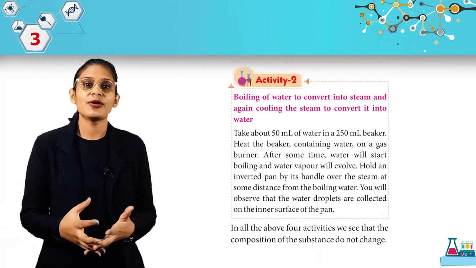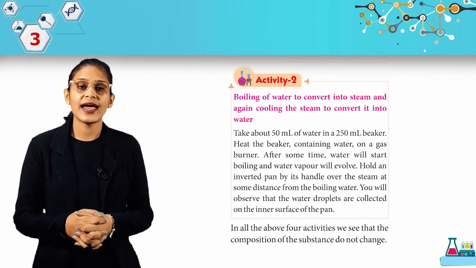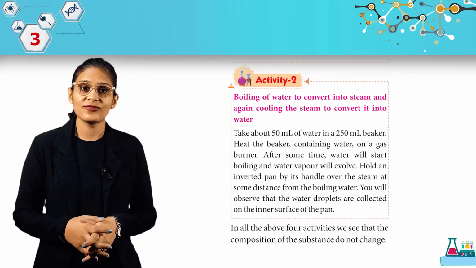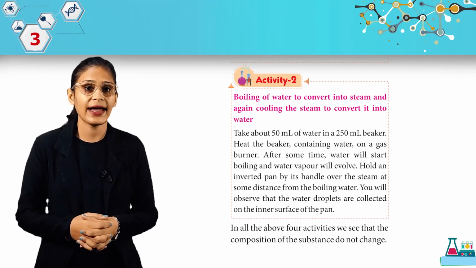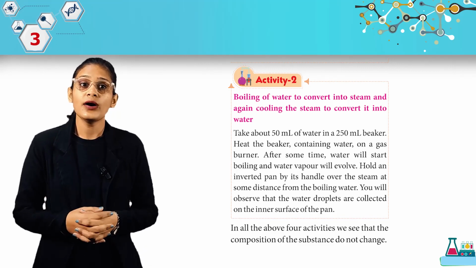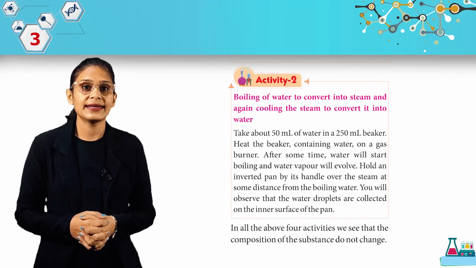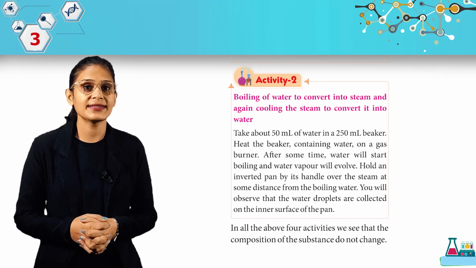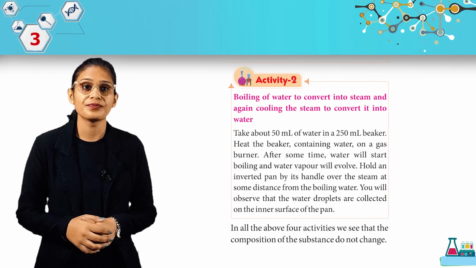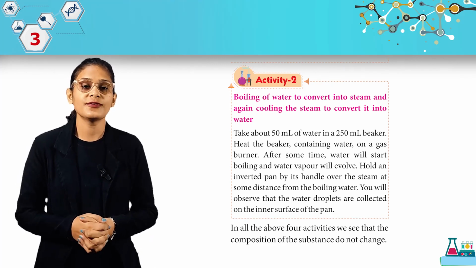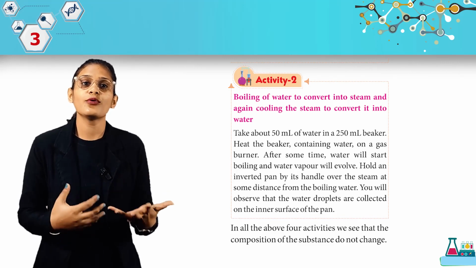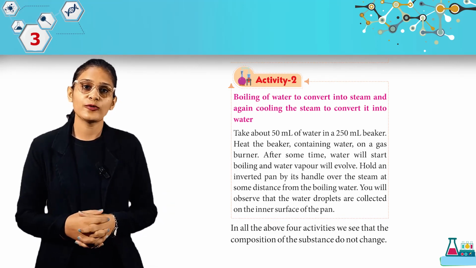Take about 50 ml of water in a 250 ml beaker. Heat the beaker containing water on a gas burner. After some time, water will start boiling and water vapor will evolve. Hold an inverted pan by its handle over the steam at some distance from the boiling water. You will observe that water droplets are collected on the inner surface of the pan. So student, that's how you can perform this activity with the help of your teacher.